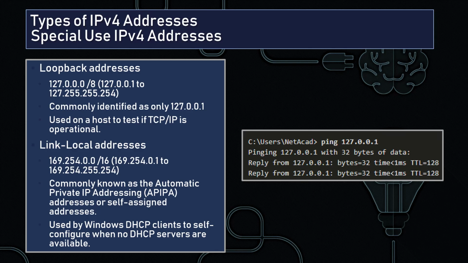Your link local addresses are going to be the 169 range, 169.254 specifically. That's going to be within the range of what's known as automatic private IP addressing, or APIPA. And when DHCP is unable to configure itself from a DHCP server, the client will then self-configure using one of those addresses.